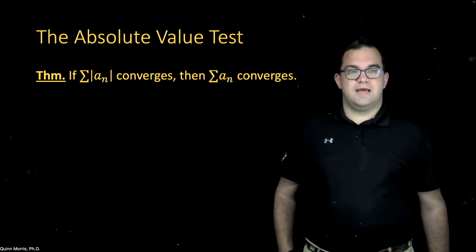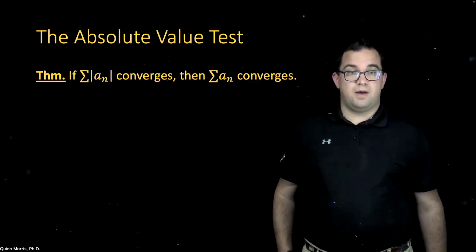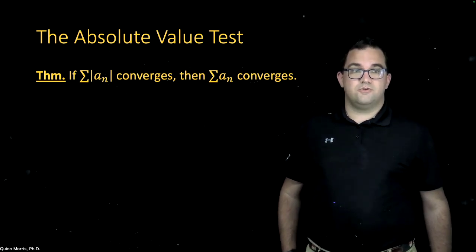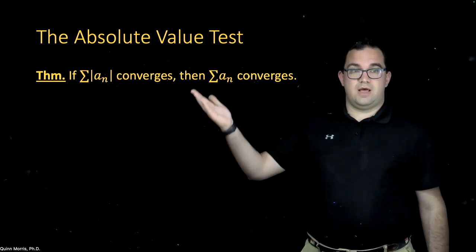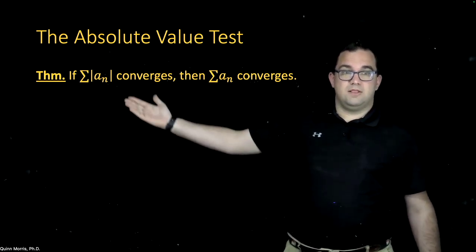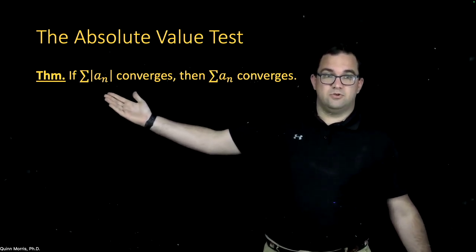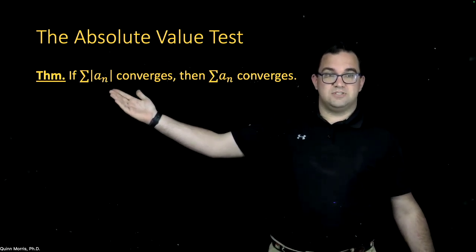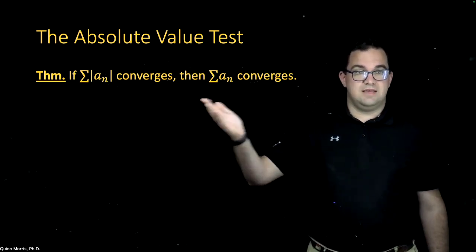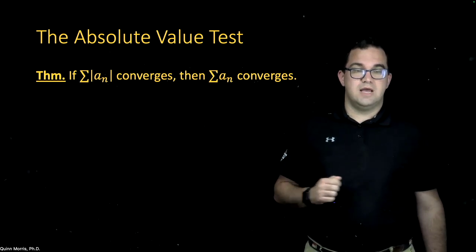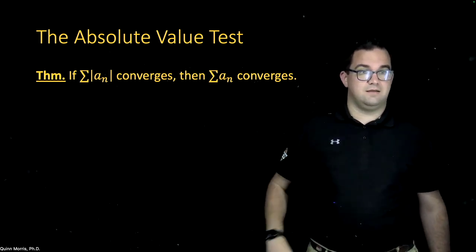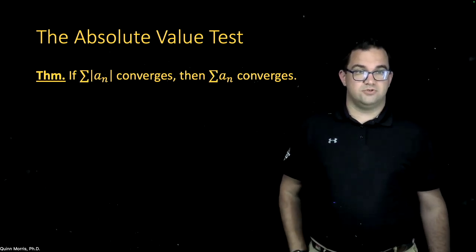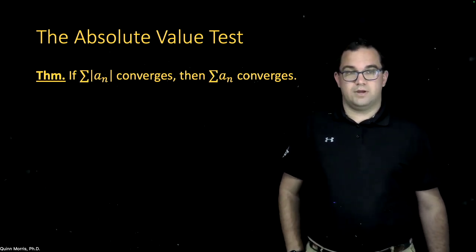We then switched to some tests that dealt with series that have both positive and negative terms. So the first was the absolute value test. Essentially, we can determine whether or not this series converges by looking at the series of absolute values. If that series of absolute values converges, then the original series has to converge. However, if this series of absolute values diverges, it does not tell us anything about the original series. It could converge or it could diverge.